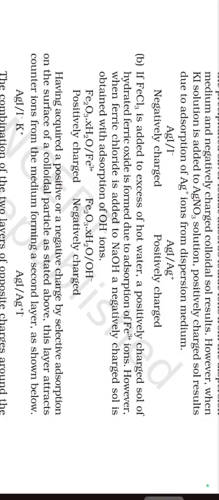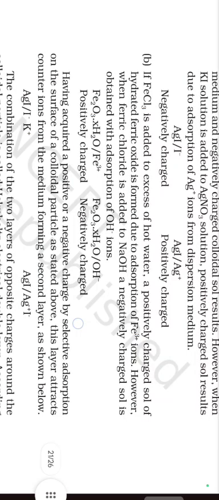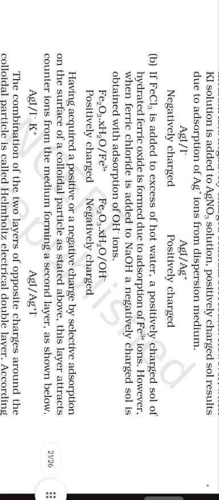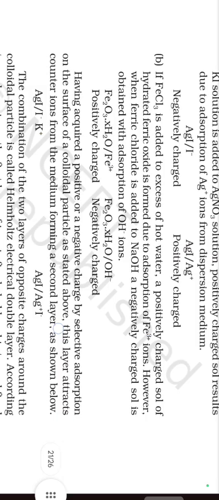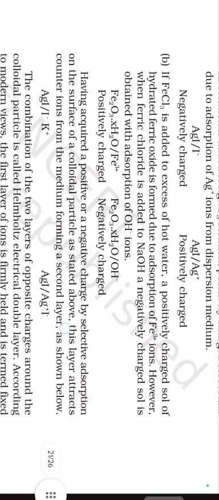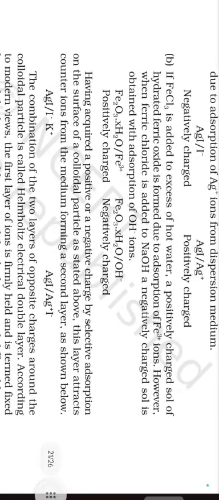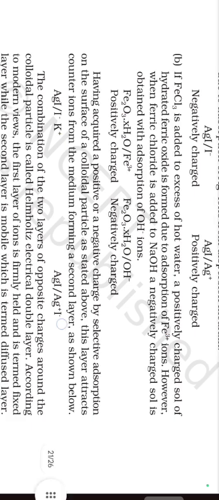However, when KI solution is added to AgNO3 solution, a positively charged sol results due to adsorption of Ag+ ions from dispersion medium. AgI/I-, negatively charged. AgI/Ag+, positively charged.